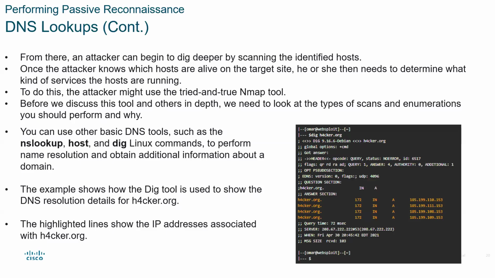Okay. So let me bring that up. Very important. So the highlighted lines showed IP addresses associated with that particular network. As it stands, these are the addresses we can see based on this particular output. And again, this was structured largely because of this class. Okay. So well, you can use the basic DNS tools such as nslookup, host, and dig.